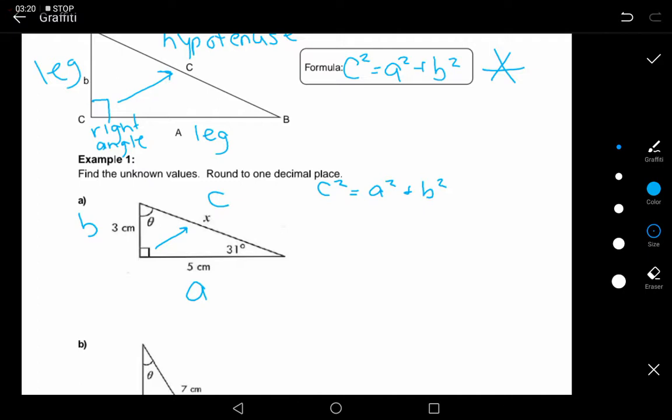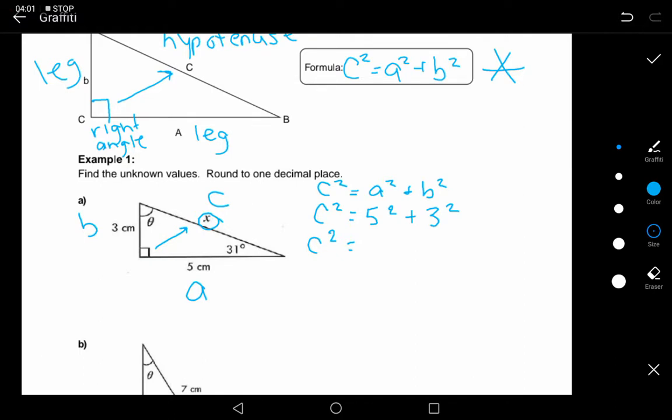Once I have my formula written out, all I'm going to do is sub in what I know. Okay, so c in this case is x. So you can change it and write x squared. I'm just going to leave it as c because I know I've already labeled that side as c. So c squared, we don't know what c is, but I do actually know what a is. A is 5. Okay, and I also know what b is. B is 3. Okay, so in this case, I'm solving for the hypotenuse. I'm solving for c. This is going to be the easier version of examples involving Pythagorean theorem.